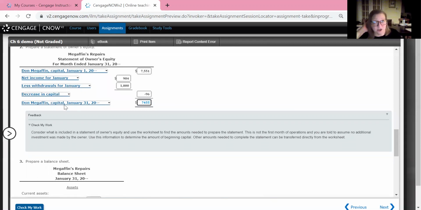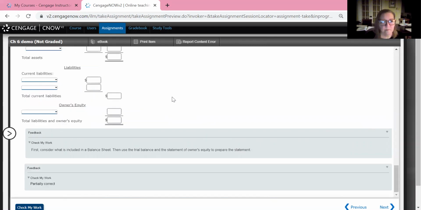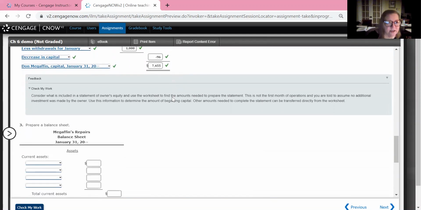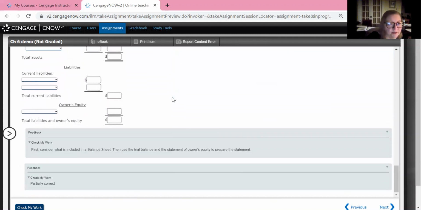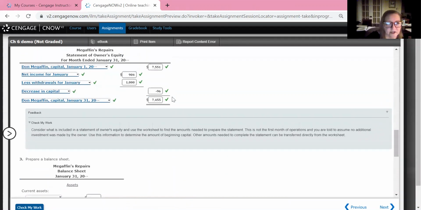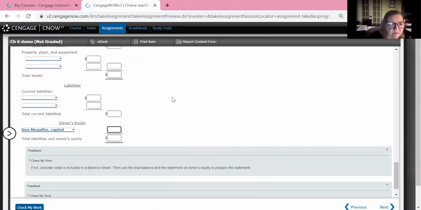If I get a glitch when I check my work for that 96, it's probably because it doesn't want the negatives, or it wants brackets instead of negatives. But anyway, we're going to give it a shot. So I think that's my equity, 7,455. I want to check my work. Yes, all those pretty little green checks. It's wonderful. So now I'm going to take that ending capital and drop it in my balance sheet. What was it again? 7,455.